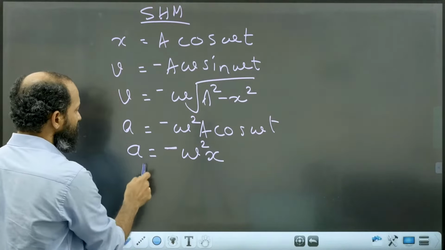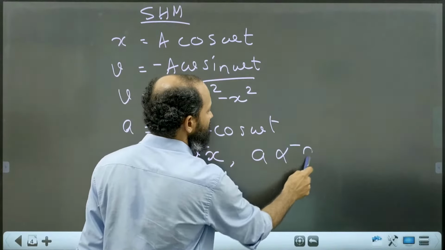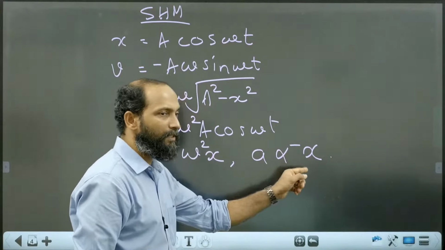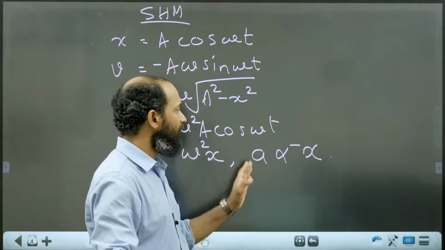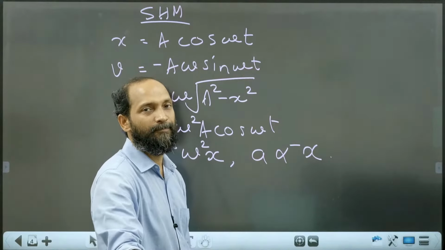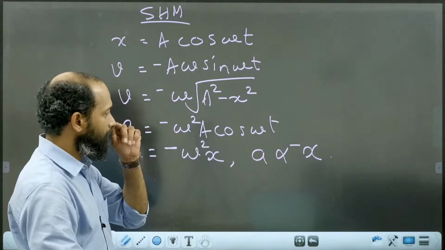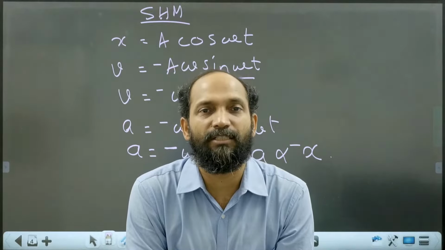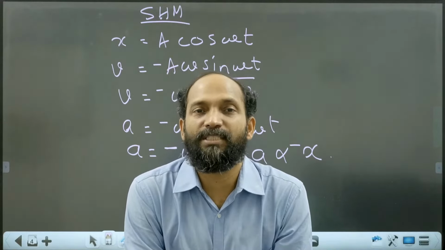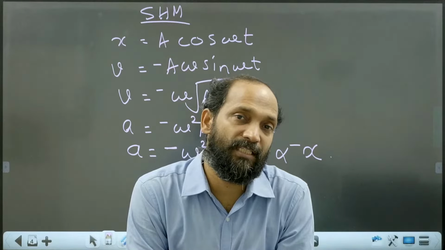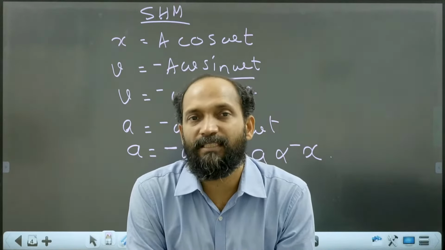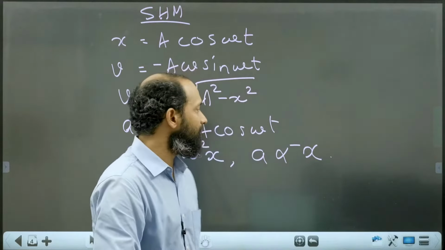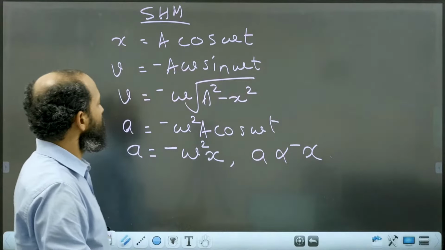So this minus sign says that acceleration is directed towards the mean position. Acceleration is directly proportional to the displacement. So the phase angle between acceleration and displacement is 180 degrees. That means if acceleration at an instant is directed towards the negative x-axis, displacement is directed towards the positive x-axis. If acceleration is in the positive x-axis, displacement is in the negative x-axis. The phase angle between acceleration and displacement is 180 degrees.